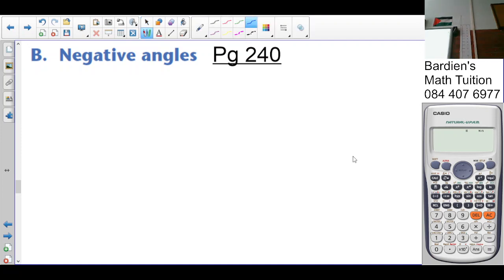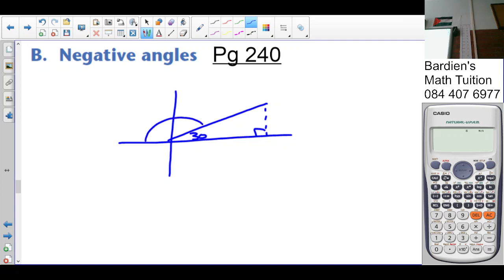So what if I add this angle of 30 degrees? Now if I add 360, I go in this direction. However, if I subtract 360, I'm going to go in the opposite direction. Sine of 30, we already know, is a half. If I subtract 360 from that, what do I get? I will get sine of negative 330.